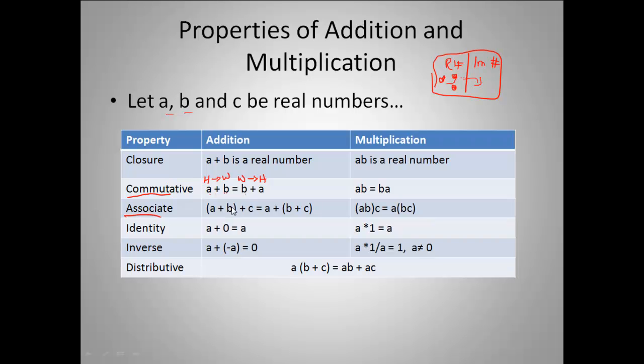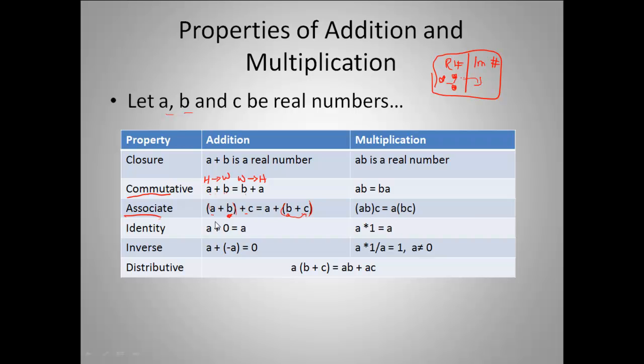Associative property. For addition, if I have three numbers that I'm adding, A, B, and C, I can add A and B first and then add C, or I can add B and C first and then add A. It doesn't matter with addition who you associate with first. So this one, B is associating with A first, but in the second part, B is associating with C. You'll still get the same answer with addition, and the same thing with multiplication.